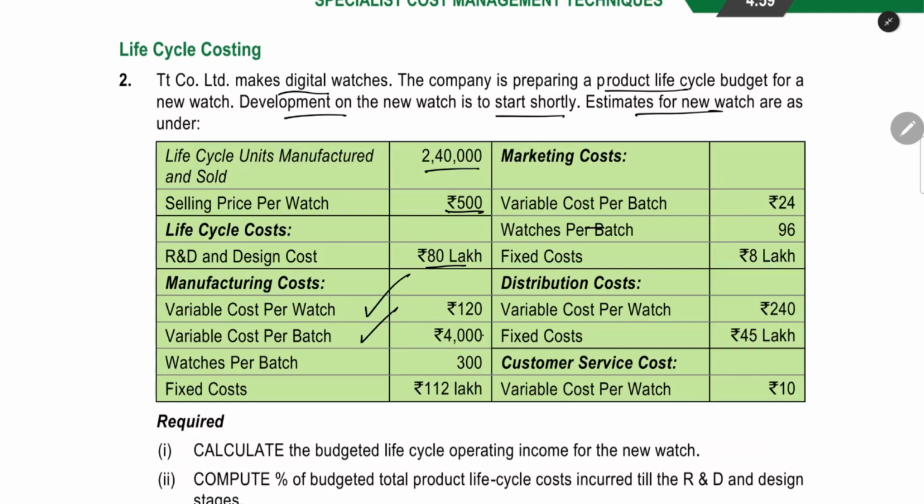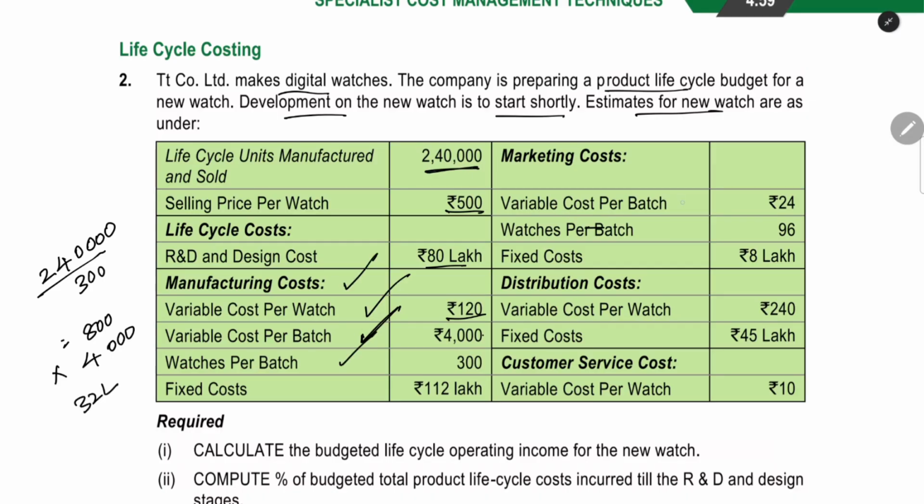Variable cost per watch and per batch. They are calculating the variable cost in two ways. One is per watch: the 240,000 watches multiplied by 120, this will be one variable cost. Another variable cost is per batch. For one batch, they will do 300 watches. Totally, they are doing 240,000 watches, and they are making 300 watches per batch. Now, how many batches are they getting? They are getting 800 batches. For one batch, the total variable cost is 4,000 rupees. So, they are getting 32 lakh variable cost per batch as a manufacturing cost.